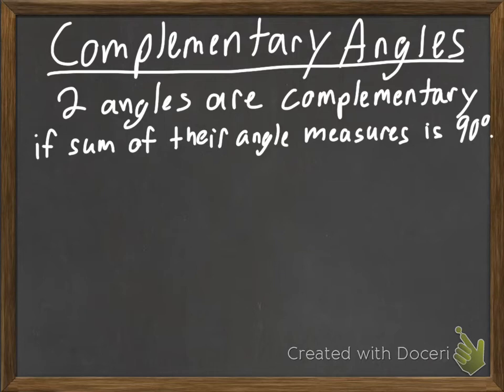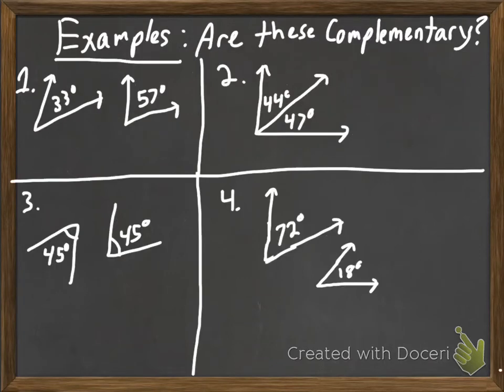When two angles do that, they're called complementary angles. So two angles are complementary if the sum of their angle measures is 90 degrees. And just like in our previous slide, they can be two angles that are separate, they can still be called complementary, or they can be two angles that are together and be complementary. So let's do some examples.